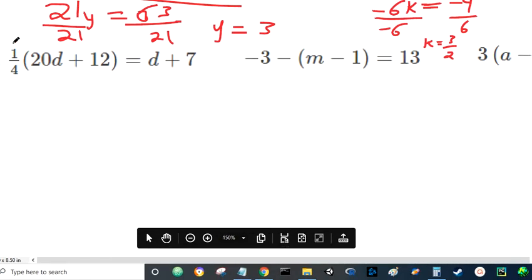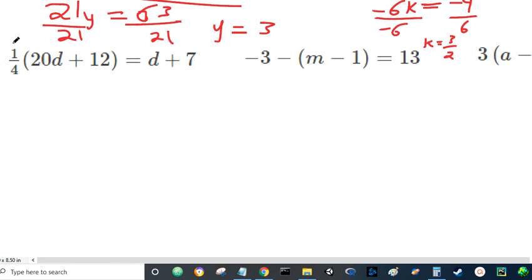So this one, if you multiply by 1/4, that's the same thing as dividing a number by 4. So when you do this multiplication, it's like you're doing 20 divided by 4. It's like you're doing 12 divided by 4. So 20 divided by 4 gives us 5d. 12 divided by 4 gives us 3. And then we have d plus 7.